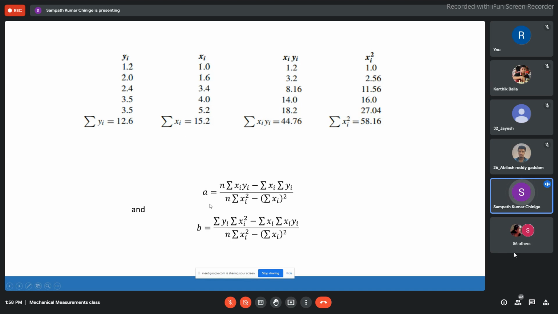Similarly, following this b equation, we will get the b value. So therefore your y is equivalent to a, whatever a value you get, into xi plus this b value. That will give you a good linear regression fit. This is how we solve the regression equation.